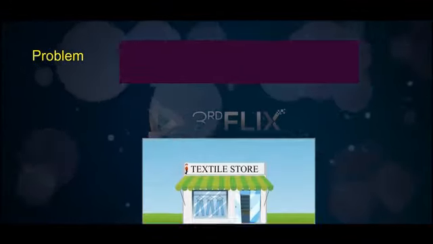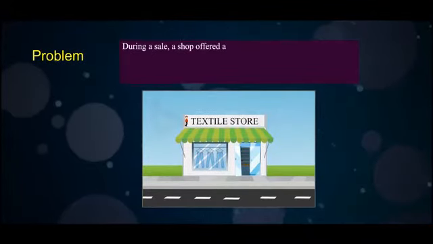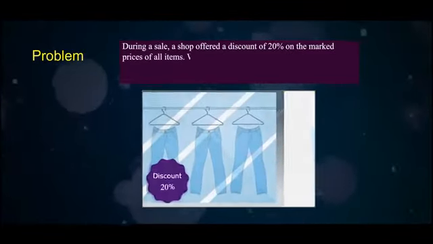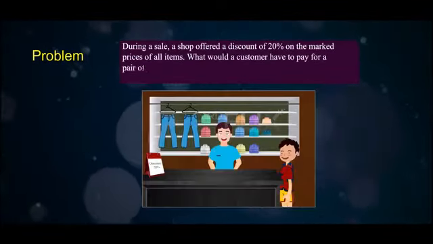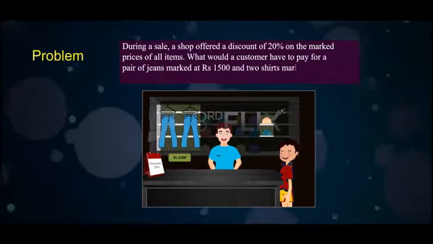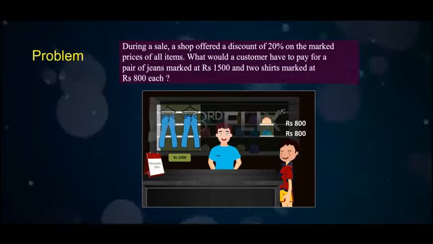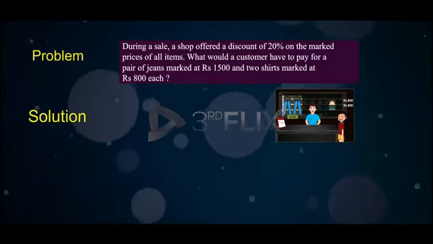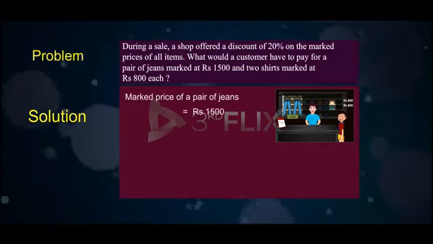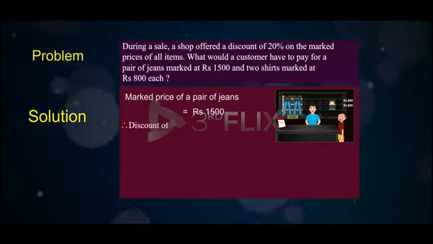Problem. During a sale, a shop offered a discount of 20% on the marked prices of all items. What would a customer have to pay for a pair of jeans marked as rupees 1,500 and two shirts marked rupees 800 each? Solution. Marked price of a pair of jeans is equal to rupees 1,500.